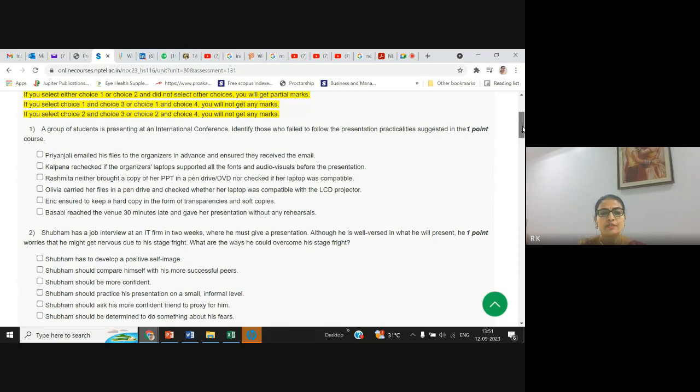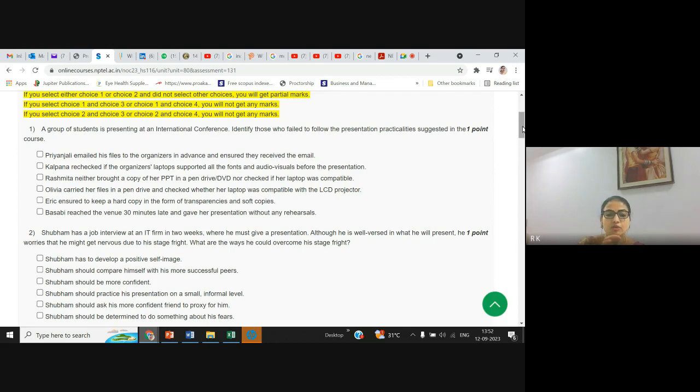Shubham has a job interview at an IT firm in 2 weeks, where he must give a presentation. Although he is well versed with what he will present, he also worries that he might get nervous due to stage fright. What are the ways he could overcome? So Shubham has to develop a positive image. Yes. Shubham has to compare himself with more successful peers. Yes. Shubham should be more confident.